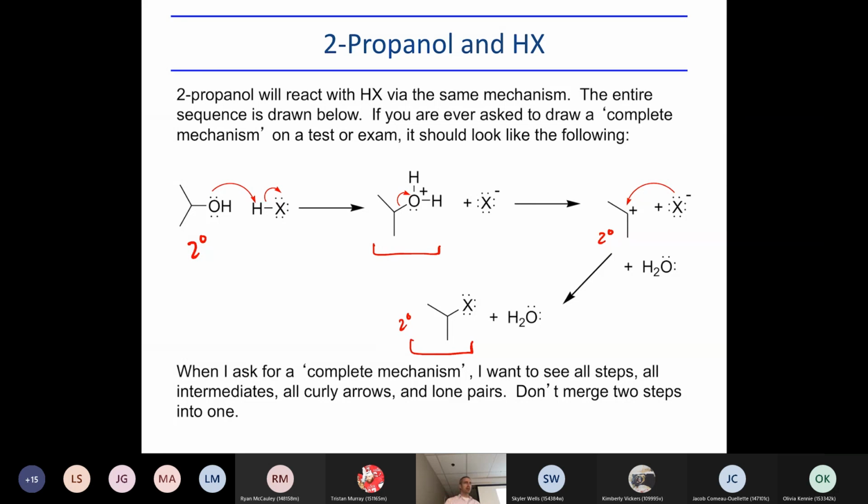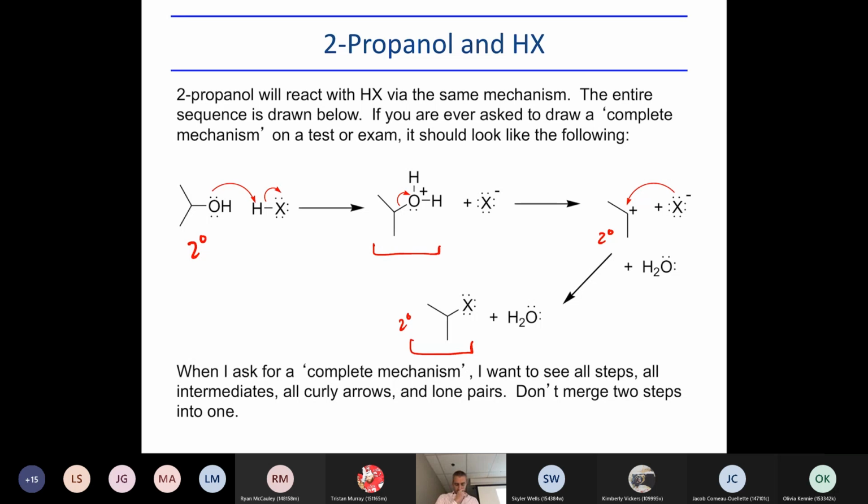You don't have to label anything unless I ask you to label it. You typically don't have to draw the inorganic products. If you're using sulfuric acid and it makes bisulfate as an anion, you don't have to draw that. Or if you do an elimination and water leaves, I don't need a whole bunch of stuff at the end, just the organic product.